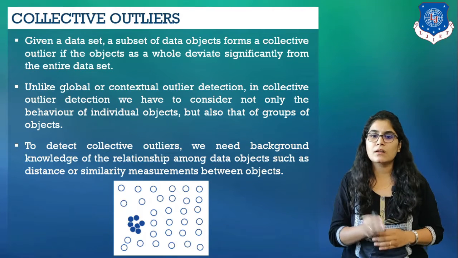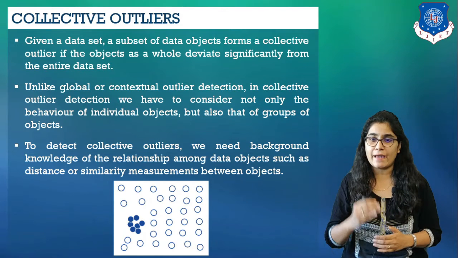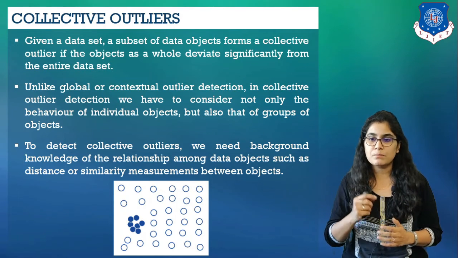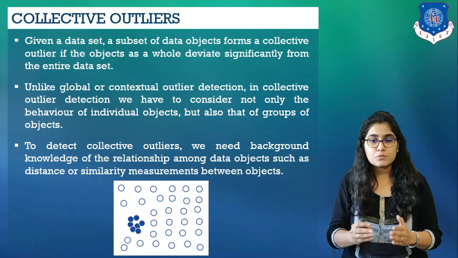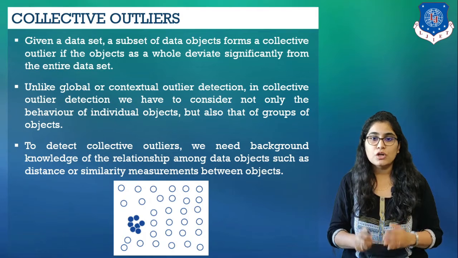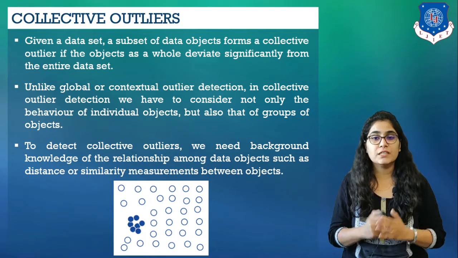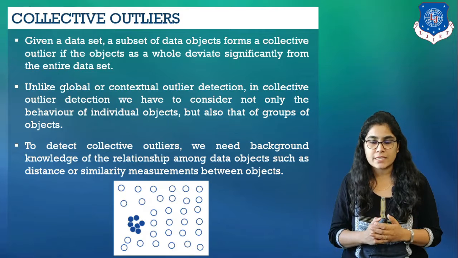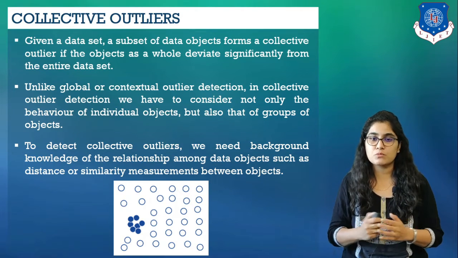Unlike global or contextual outlier detection, in collective outlier detection, we have to consider not only the behavior of individual objects but also that of groups of objects. Therefore, to detect collective outliers, we need background knowledge of the relationship among data objects, such as distance or similarity measurements between objects.